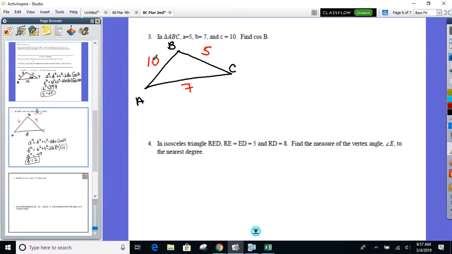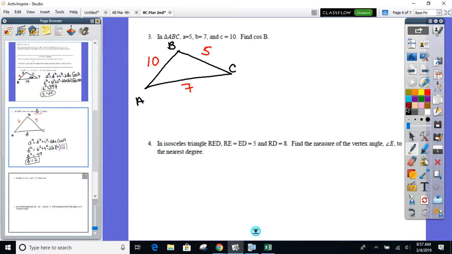Find the cosine of B. I don't want to know what angle B is. I just want to know what the cosine of B is. Okay, so that's what I'm looking for, the cosine of B. So let's fill everything out here, and then we'll talk. How do you think I'm going to start?